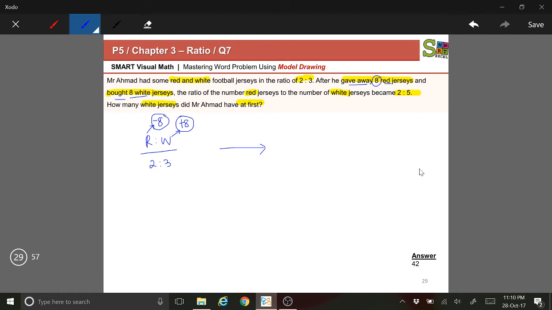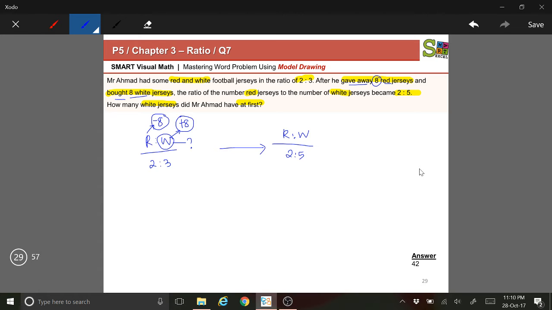So with this minus 8, or giveaway 8, and buying 8 more jerseys, now the ratio of the red to the white jerseys becomes 2:5. Alright, they want us to find out how many white jerseys they had at first. This is the question mark. Alright, okay, so how do we do this?